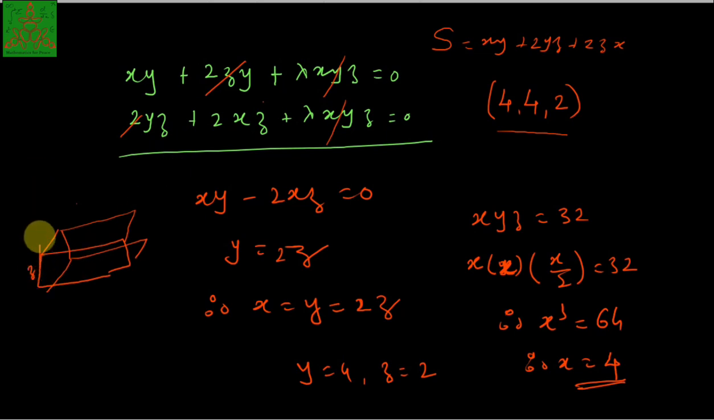And if z is increased, then the height of the box is increased rapidly, and S must be minimum at some intermediate stage. So there has to be some value of z where the function gives you the minimum, and at that stage it will be x equal to 4, y equal to 4 and z equal to 2. So that is the minimum value of the surface S. That means x is 4 feet, y is 4 feet and z is 2 feet. That's it for this video.